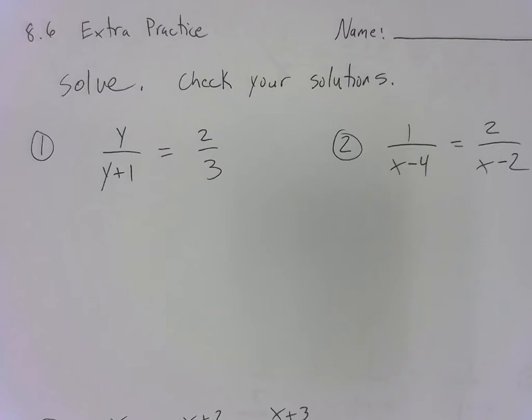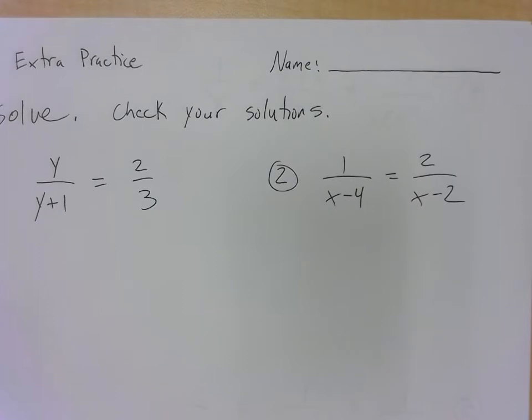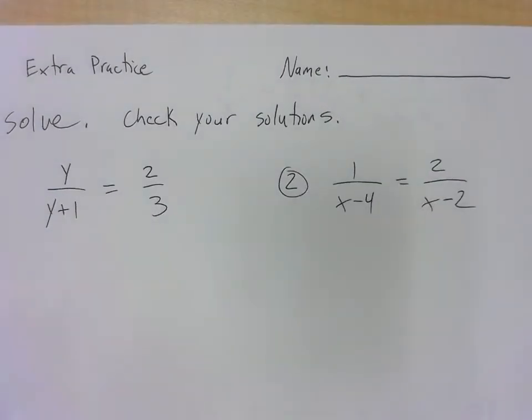Here's the extra practice for 8.6. This is solving these rational equations. Instead of listing the restrictions, we're going to check the answers at the end to make sure that we don't get a bad answer, that it does work, and we're not dividing by 0.